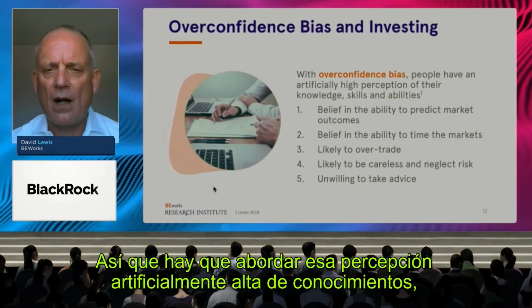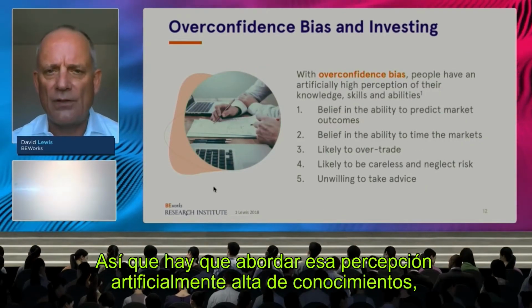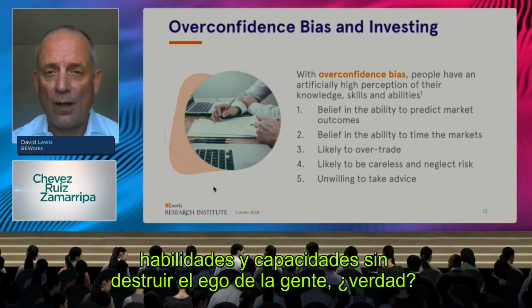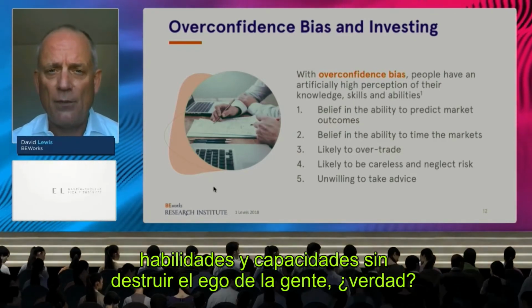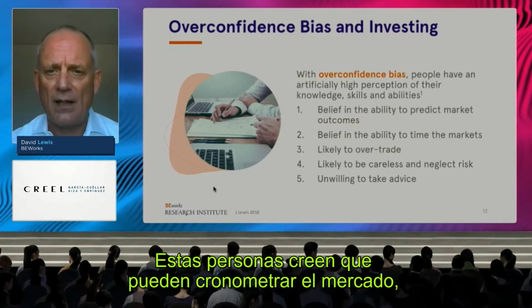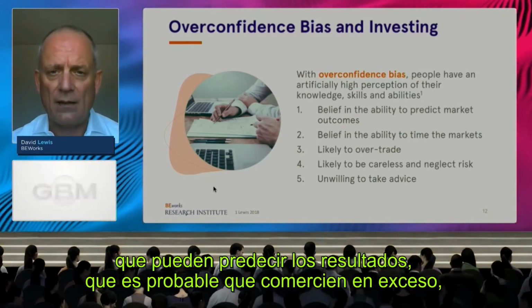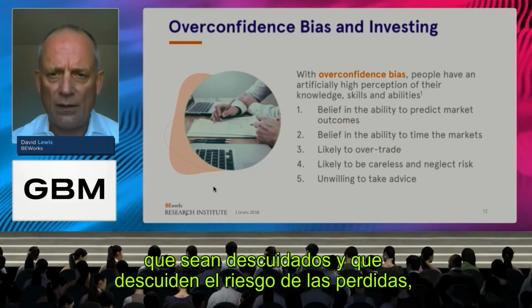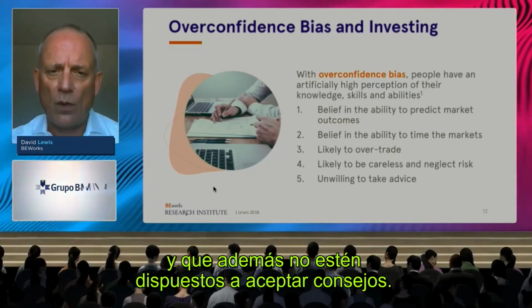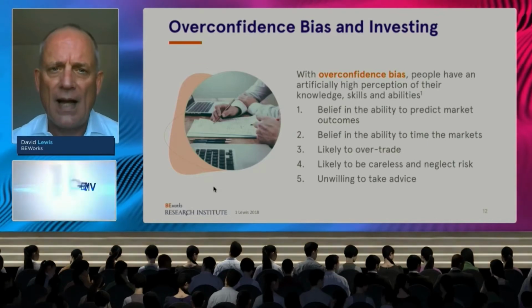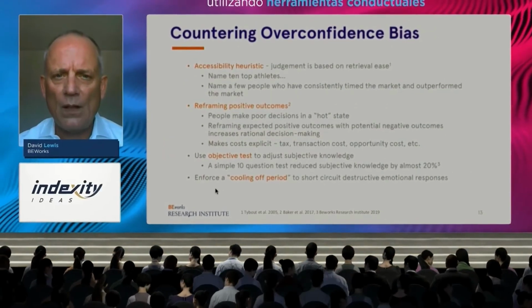So you have to address that artificially high perception of knowledge and skills and ability without destroying people's egos, right? These people think that they can time the market, they can predict outcomes, they're likely to overtrade, they're likely to be careless and neglect risk, and they're also unwilling to take advice. How do you overcome that?